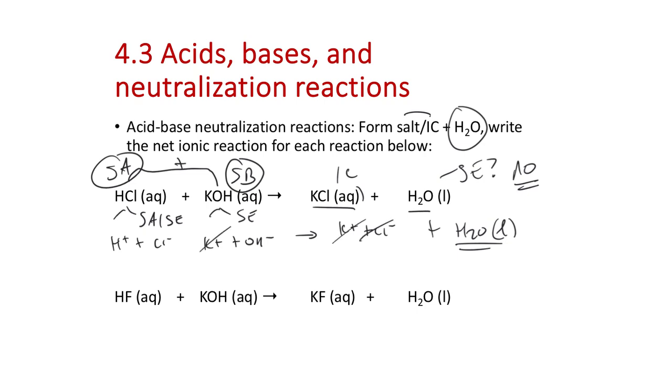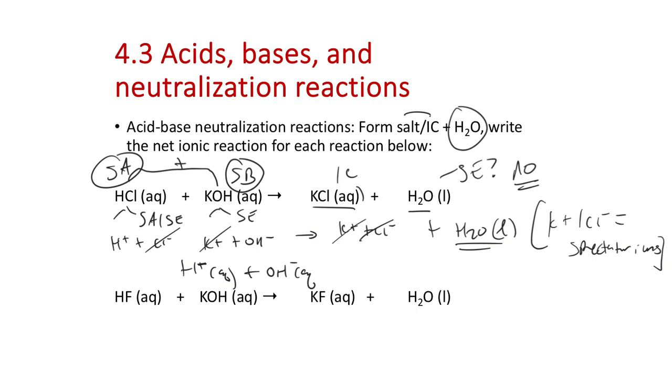I can cancel out my spectators still. So K plus and chloride ion are the spectators. Again, they watch the reaction. They're there for it. They don't just disappear, but they can be balanced out of the net change. The net change would be H plus AQ plus hydroxide ion AQ goes to water liquid.